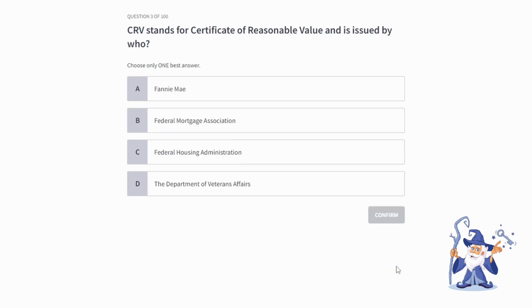Alrighty, next one. Okay, CRV stands for Certificate of Reasonable Value and is issued by who? And it gives us 4 options. A, Fannie Mae, B, the Federal Mortgage Association, C, the Federal Housing Administration, or D, the Department of Veterans Affairs. So go ahead and take some time and figure that one out.